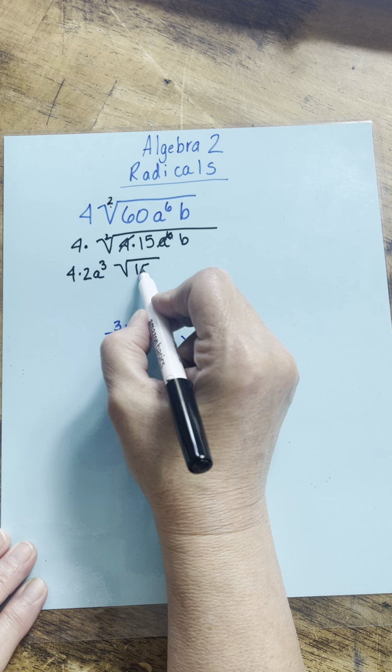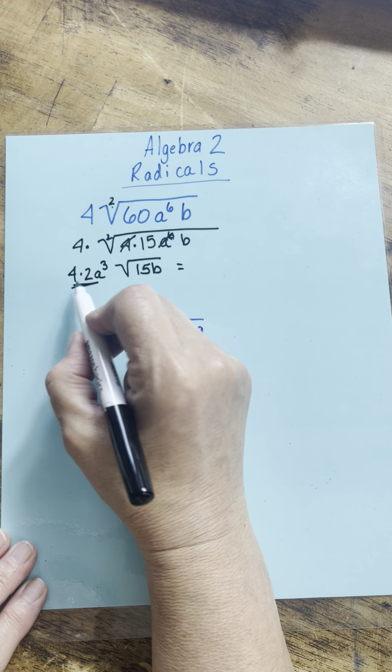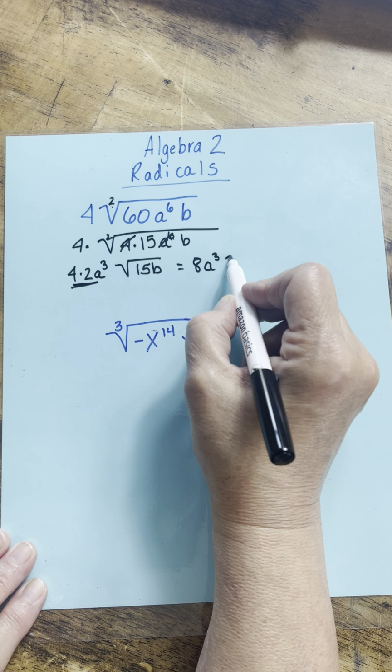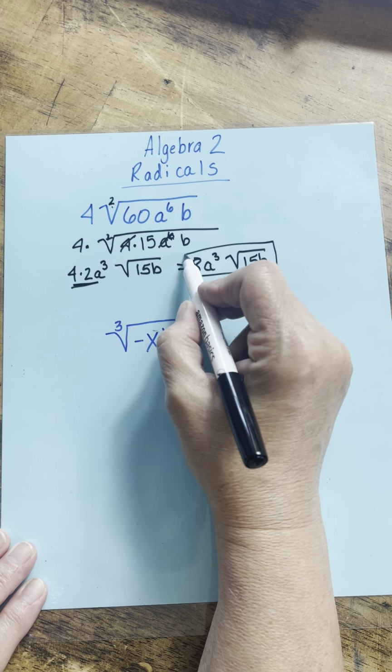So right now, this is what it looks like. Now, let's go ahead and simplify. 4 times 2 is 8. I've got that a to the 3rd. And then the radical is just going to have to stay like it is.